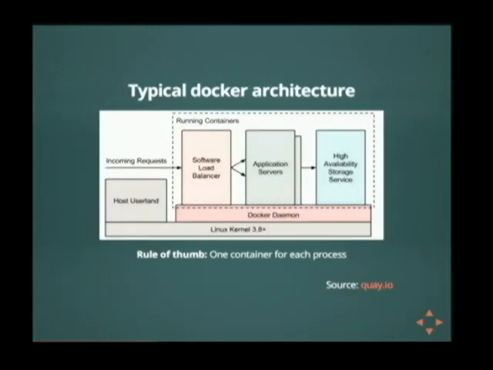So this is a typical Docker architecture, with a Linux kernel sitting at the bottom, and that's just the operating system, could be Ubuntu or CentOS, Red Hat. When you install Docker, it runs the Docker service or the Docker daemon, and then you have a Docker container running for each process in your application. So for us, from a Python perspective, for those three processes there, maybe the software load balancer would be something like Nginx. The application server would be something like gunicorn, serving up your Django application. And the high availability storage service might just be your Postgres database, or maybe a Redis instance or something like that.